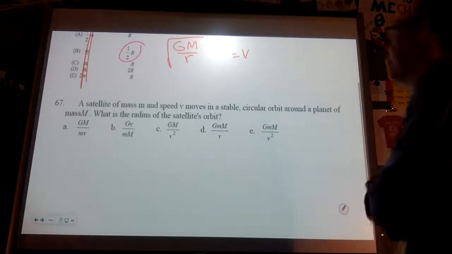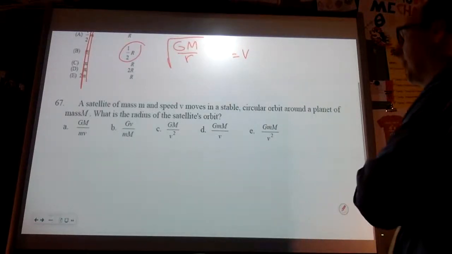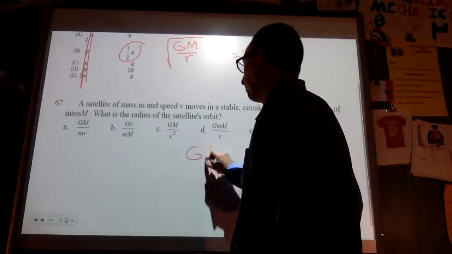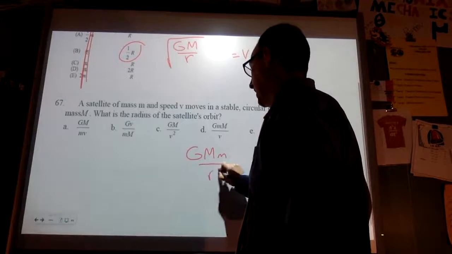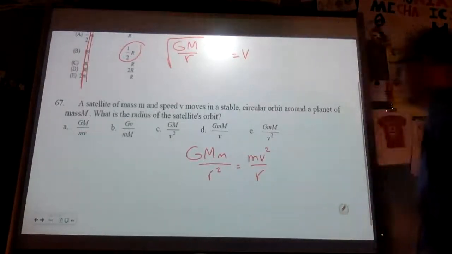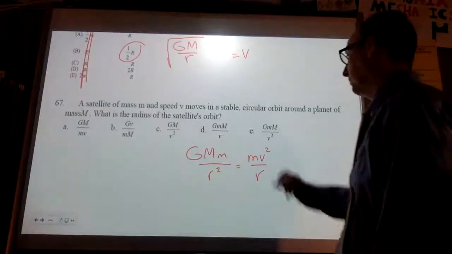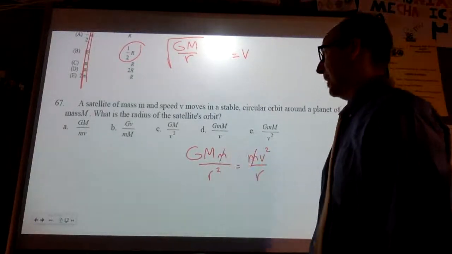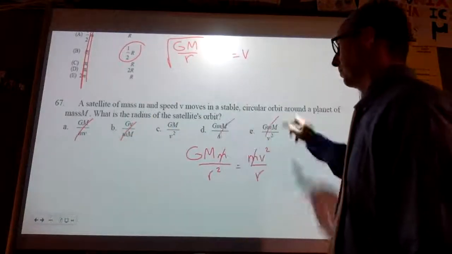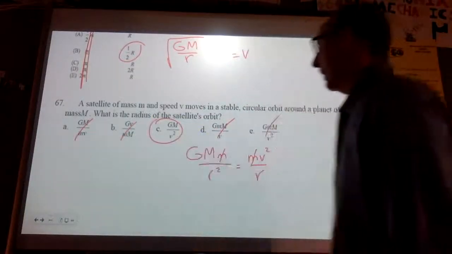67, a satellite of mass m and speed v moves in a stable circular orbit around the planet of mass M. What's the radius of the orbit? Again, we're setting our force equal to our F net and getting R by itself. So little m's cancel out. And it's C.